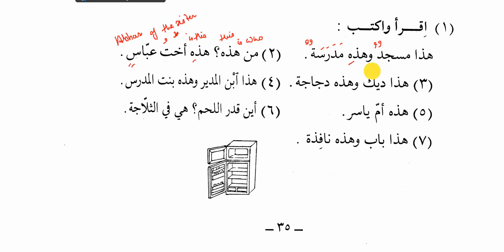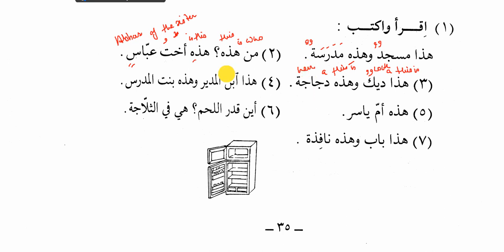هذا ديك. Deek is the male cock. هذا, this is a cock. وهذه, and this is a hen. The jaja is hen, female.